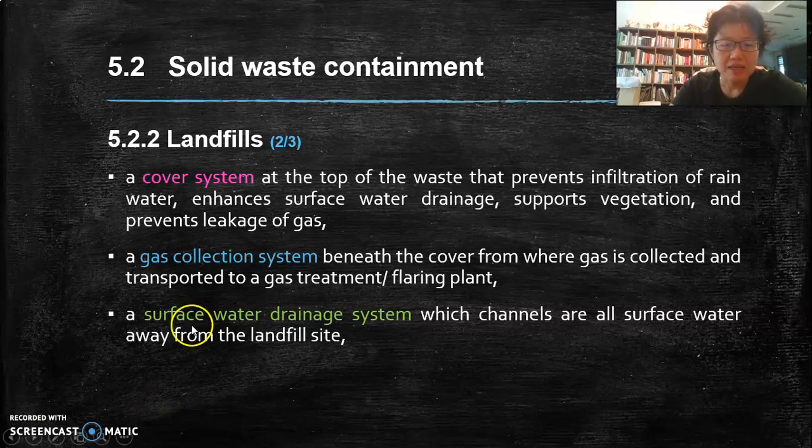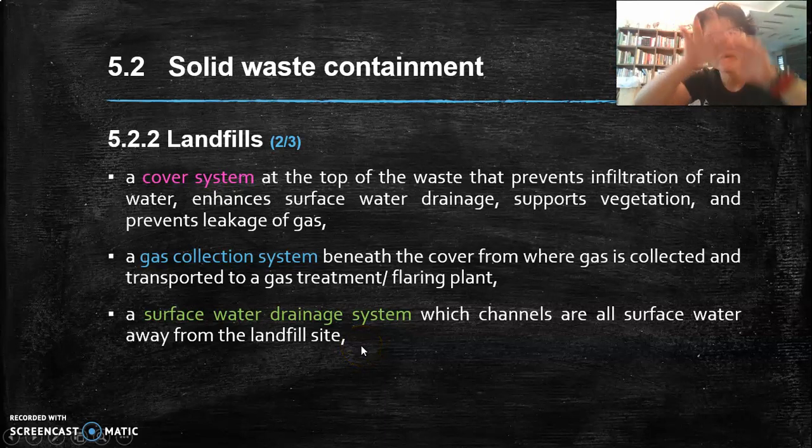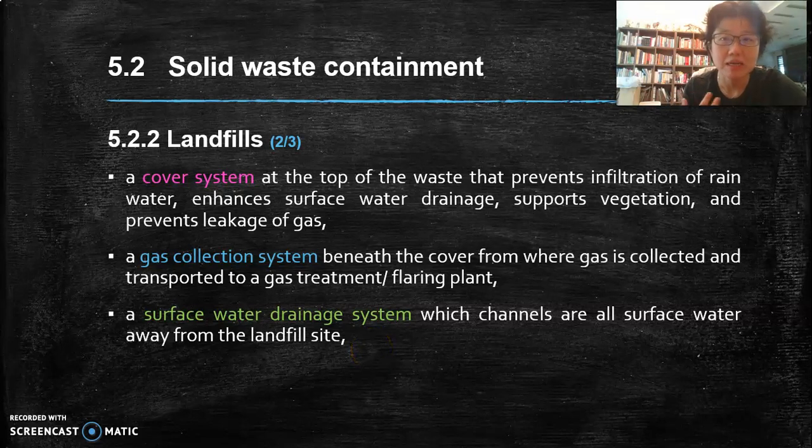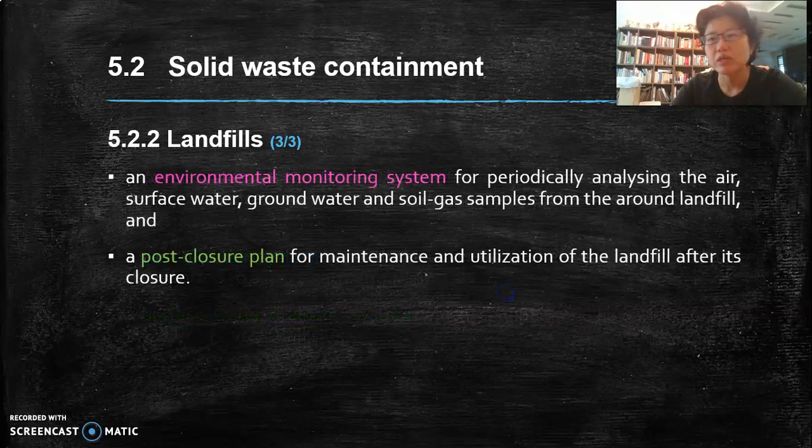Okay, and surface water drainage system. Whether you have a proper liner covering the surface or you have a turfing system, you need to have surface drainage, longkang and parit, to drain away the rainwater. Especially in places like ours with monsoons, we have a lot of rain, so we've got to make sure that the surface runoff is being taken care of.